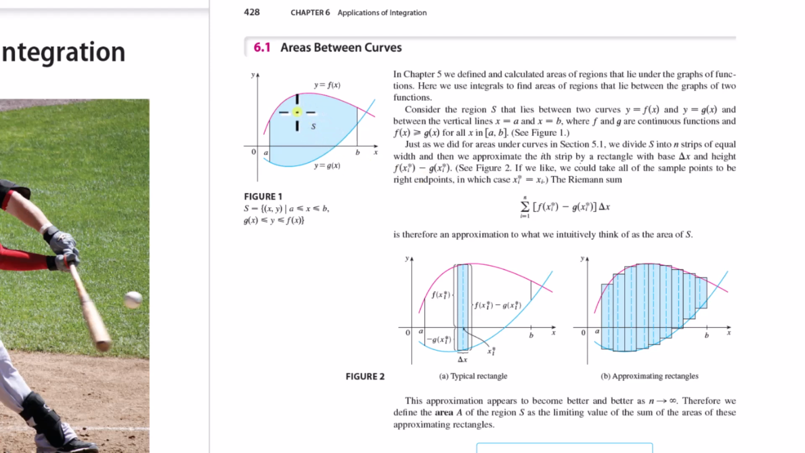What they're saying is, you have a bunch of pieces of equal width going from a to b, and the height of those pieces is going to be f of x minus g of x. That makes sense because you're adding them up. Here g of x is negative, but it still makes sense: f of x minus g of x turns into f of x plus g of x because g of x is negative. Elsewhere g of x is positive, and f of x minus g of x is this height. So you get the correct height, okay?